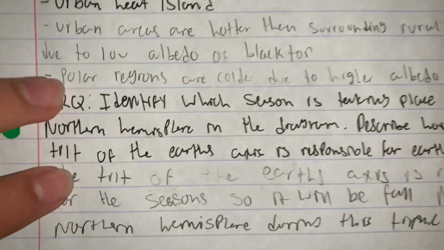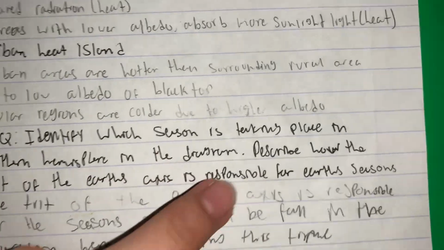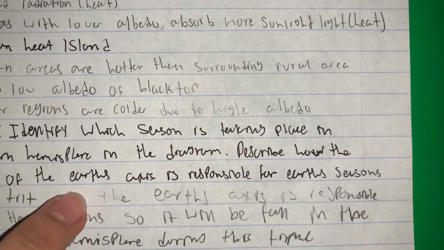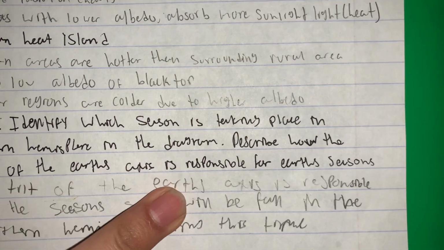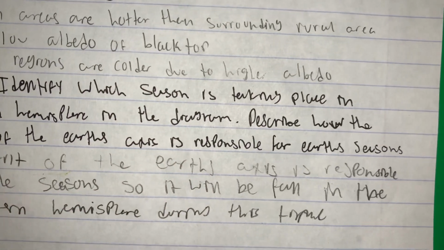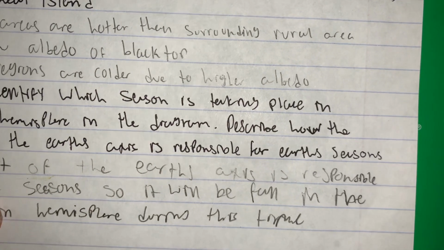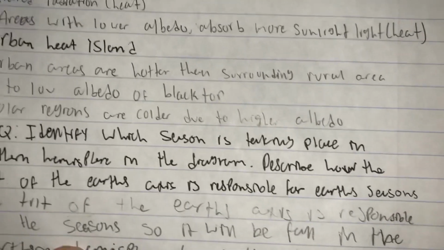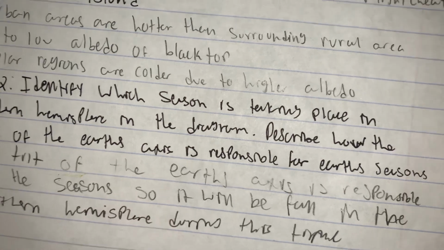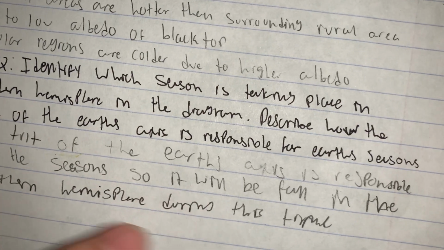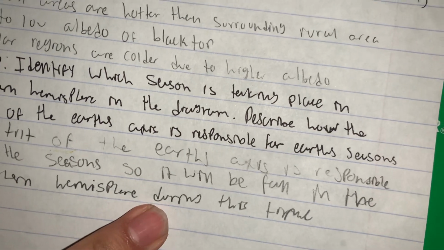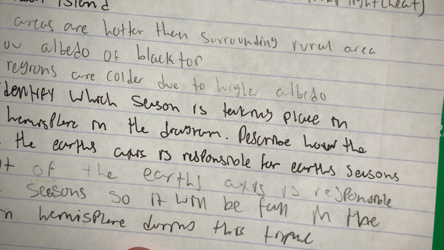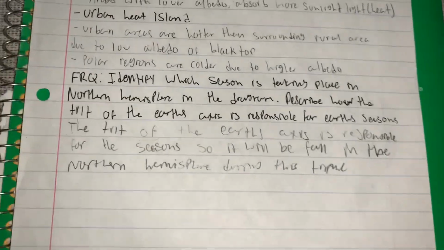And then the FRQ, which is to identify which season is taking place in the northern hemisphere in the diagram. Describe how the tilt of the Earth's axis is responsible for Earth's seasons. The tilt of the Earth's axis is responsible for the seasons. So due to the diagram, it will be fall in the northern hemisphere during this time due to how the Earth is tilted during that time. And those are all my notes for 4.7.